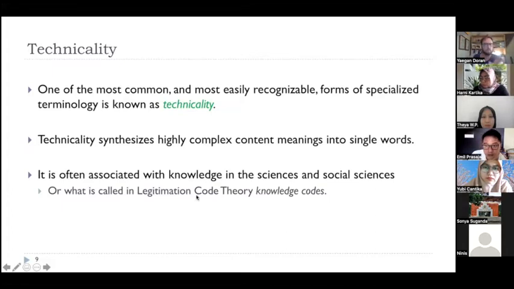I'm not sure whether in that first chapter that Dr. Hartney has asked you to read, the second half of it mentions a thing called legitimation code theory. I'm not sure whether you actually read that part, but it's often what legitimation code theory calls knowledge codes, organized toward content knowledge. If you don't know what that means, don't worry, not important.